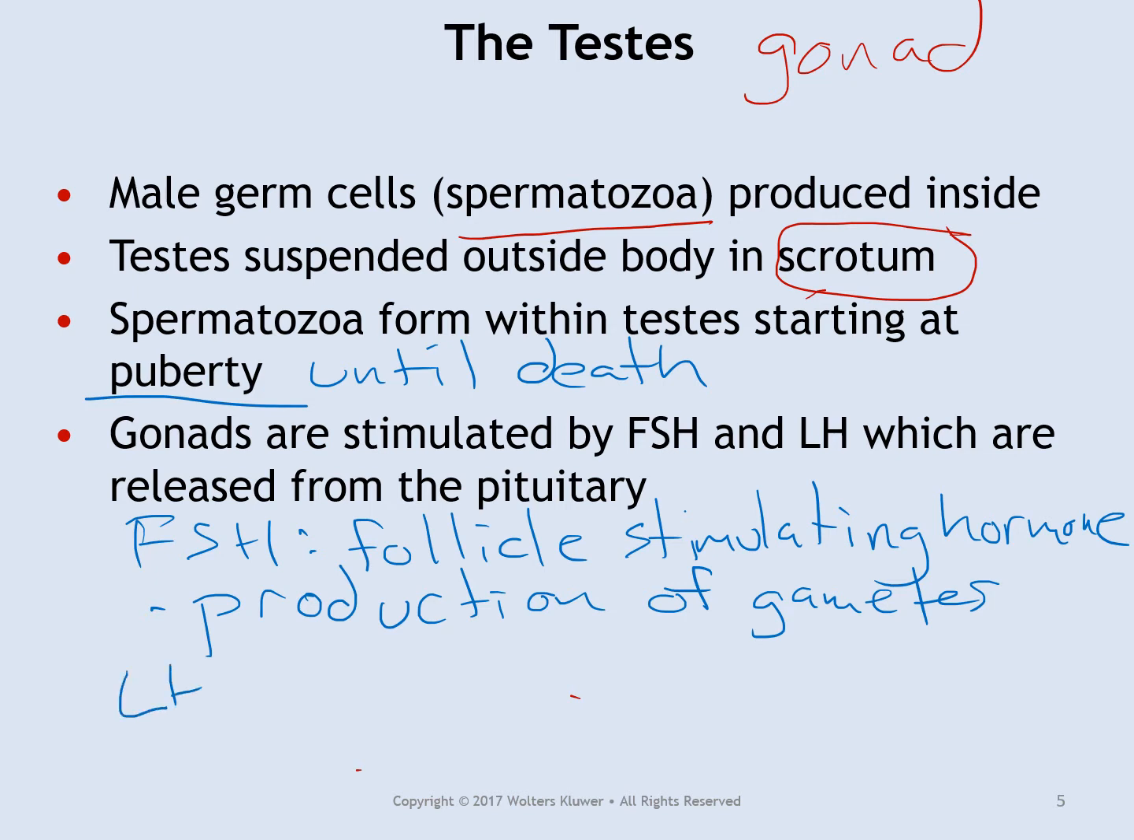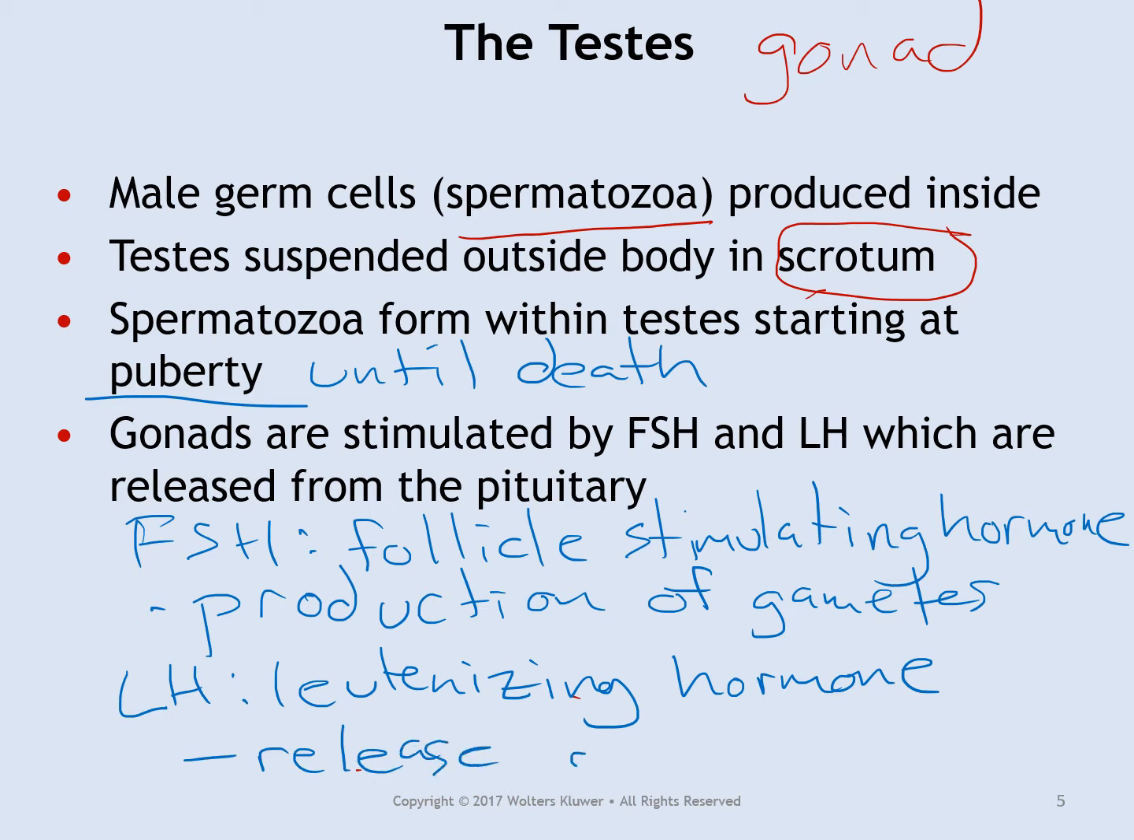LH is luteinizing hormone. And this triggers release of gametes. Both of these hormones are named for what they do in the female reproductive system, but the principle is the same in both. So FSH triggers production of sperm cells, and then when those sperm cells are mature, you get a dose of LH, which causes release of the sperm cells into the tubules of the testes. In the female reproductive system, FSH triggers production of an egg cell, LH triggers ovulation, release of that egg cell.